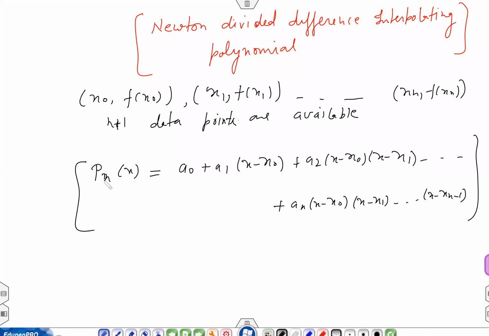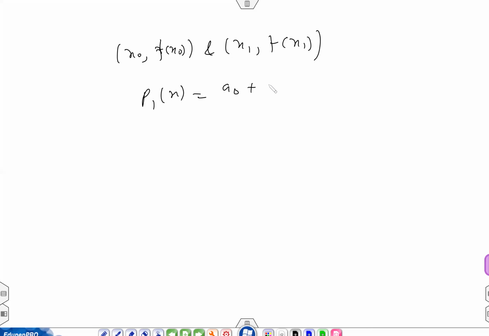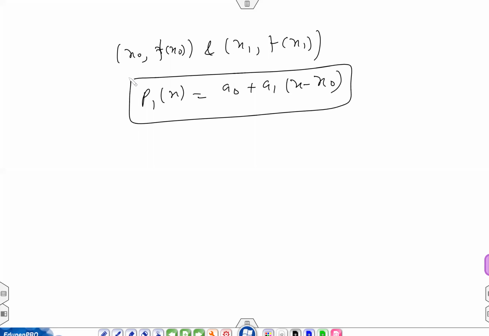Where this is Pn(x). Okay, if you have two data points, suppose x0, f(x0), and x1, f(x1), you can always construct a polynomial like P1(x) = a0 + a1(x - x0). Or you can also write a0 + a1(x - x1); it's up to you how you are writing. So we can say this polynomial is passing through these two points. These points will satisfy this polynomial.